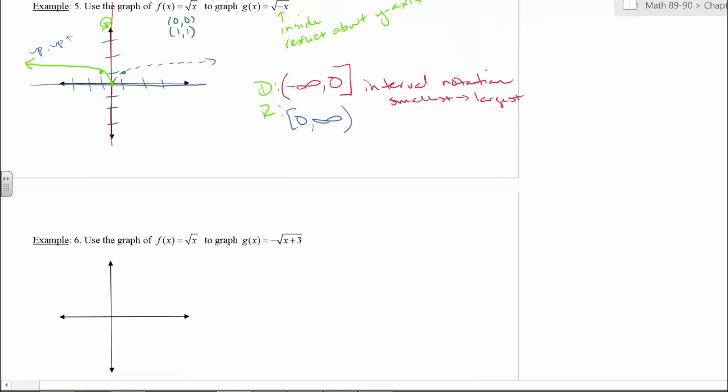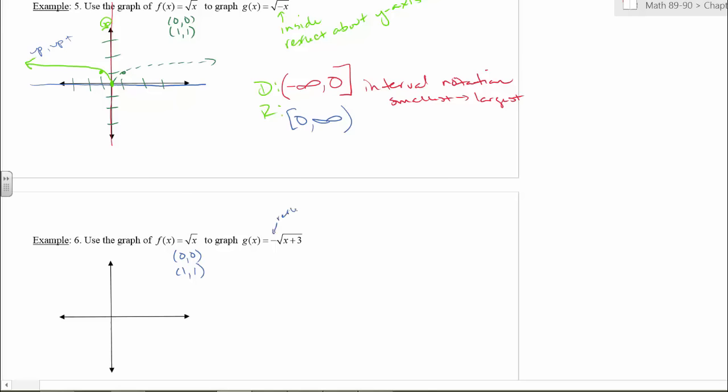Okay, so example number 6, we have a couple of transformations going on, and you have to pay attention to multiplication versus addition and subtraction. So with number 6, we're back to that same square root function, 0, 0, and 1, 1. So now what are your transformations? And we're going to work inside out. So this guy, you're adding on the inside. And so if you're adding on the inside, that's a left-right shift. If you're adding or subtracting on the outside, that's an up-down shift. And so the negative on the outside multiplying, that's your reflection.